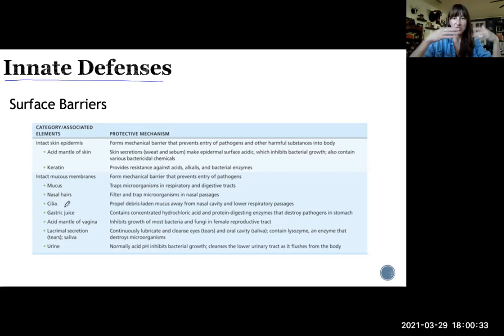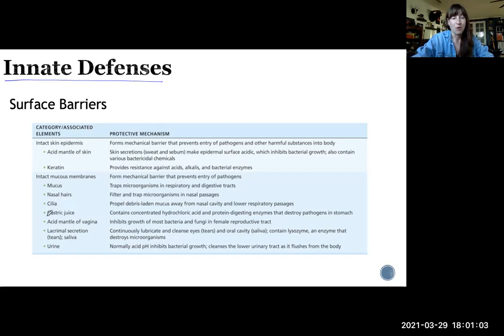Cilia is the sweeping it out part. The epithelial cells of these mucous membranes are ciliated epithelial cells, and the cilia will beat and basically push the mucus and whatever is trapped in it up and out of the body. Hence, snot and stuff like that, right? That's all your body getting rid of actual contaminants.